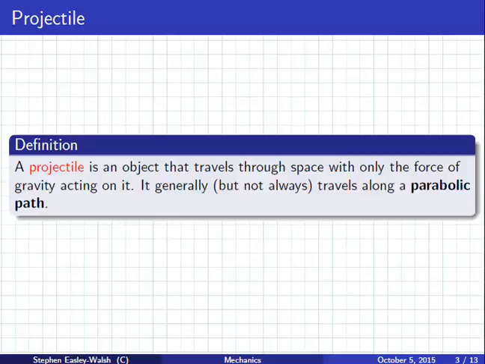So a projectile is an object that travels through space with only one force on it, the force of gravity. And the path it takes in space is what's called parabolic. So the shape will look like this. You see, it'll kind of move in this hill shape. But you know this, if I throw something to you, it will move like a hill shape in the air.